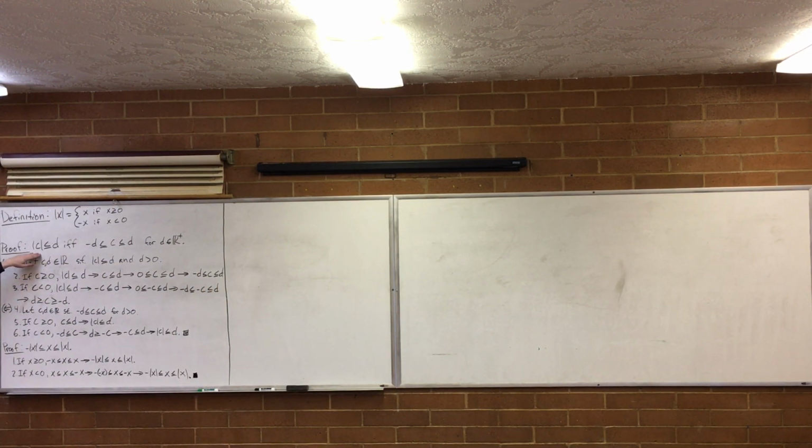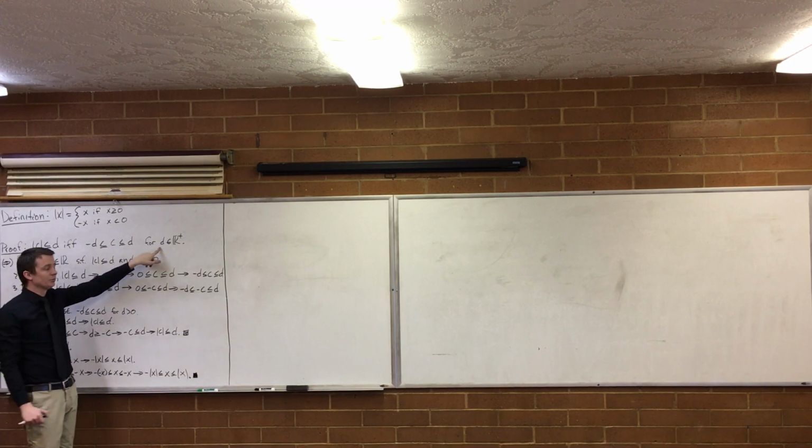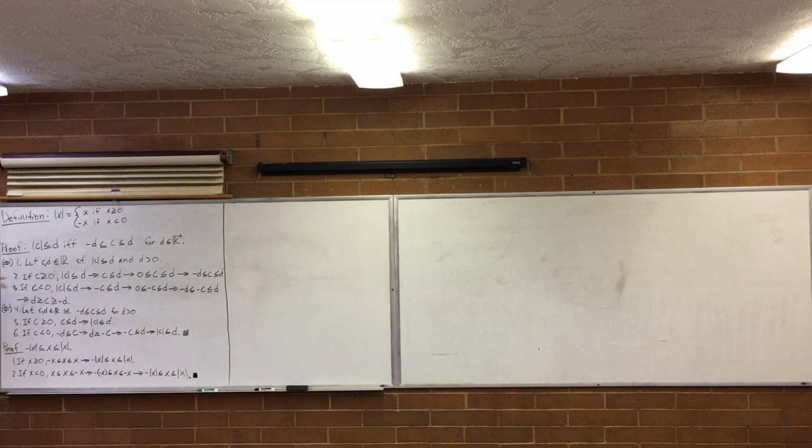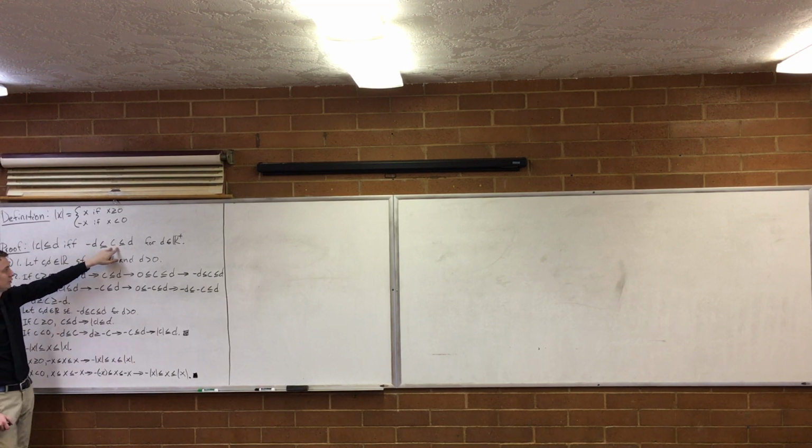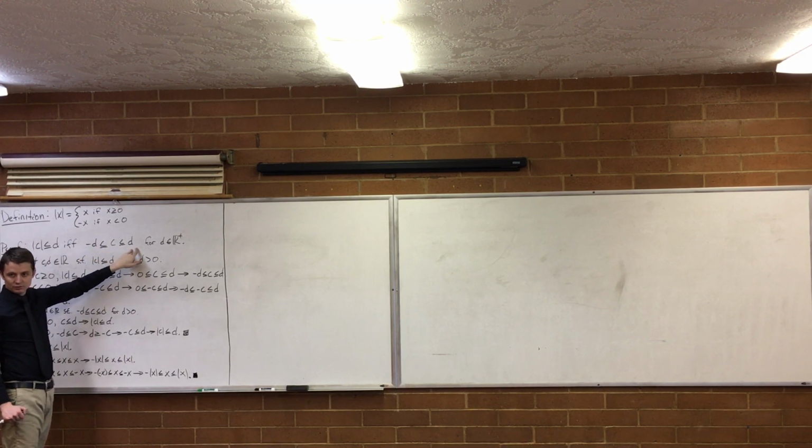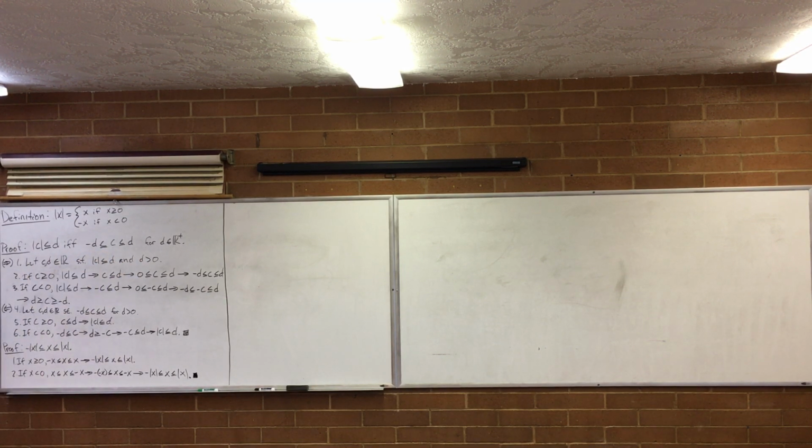So first lemma we're going to handle: C and D are real numbers. D is a positive real number. The absolute value of C being less than or equal to D is logically equivalent to negative D is less than or equal to C is less than or equal to D. Okay, that's what we're going to prove.